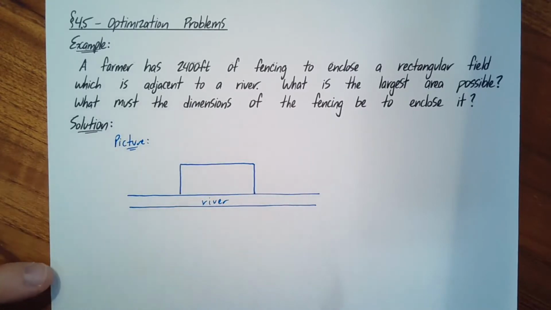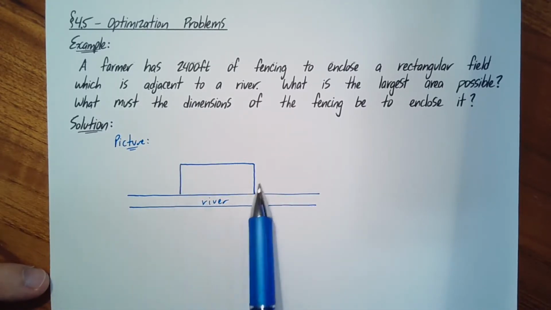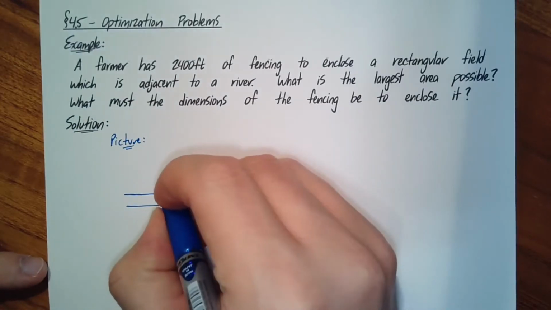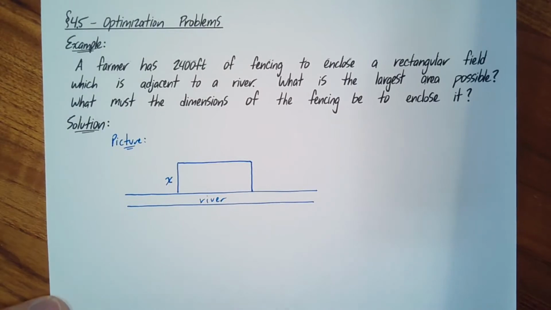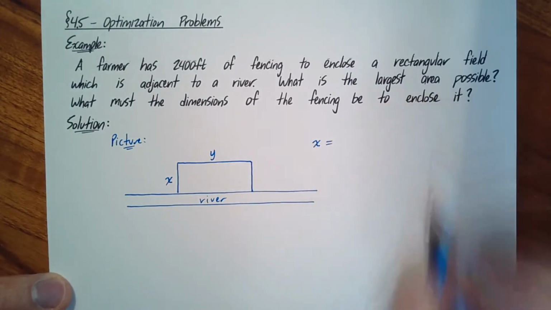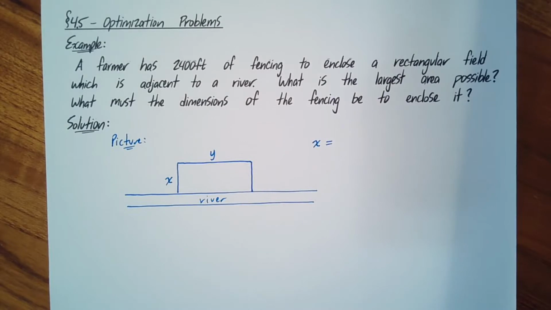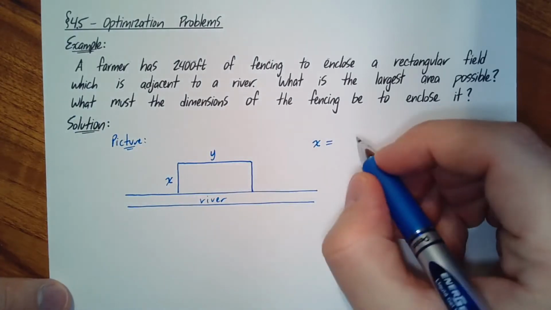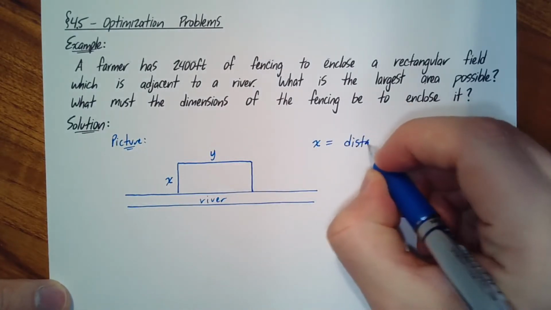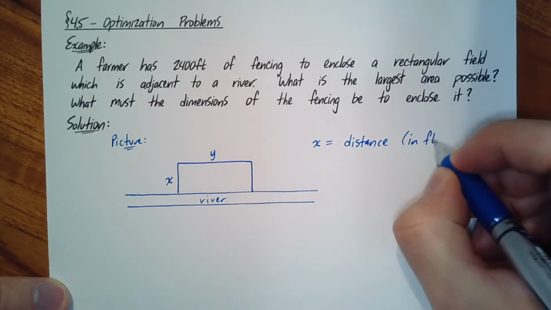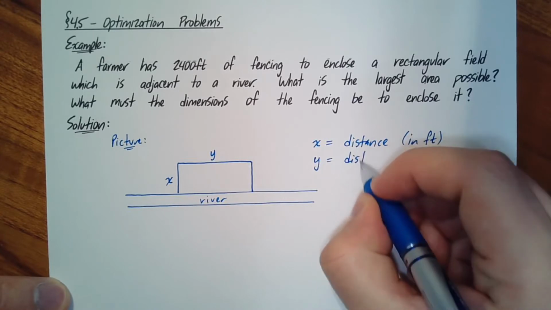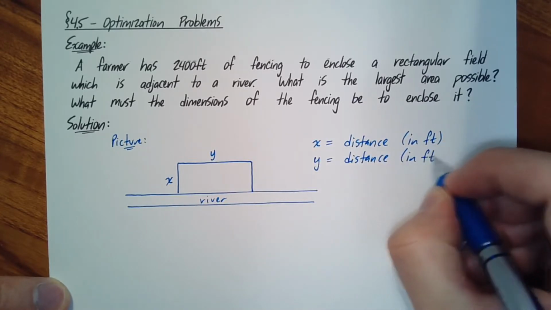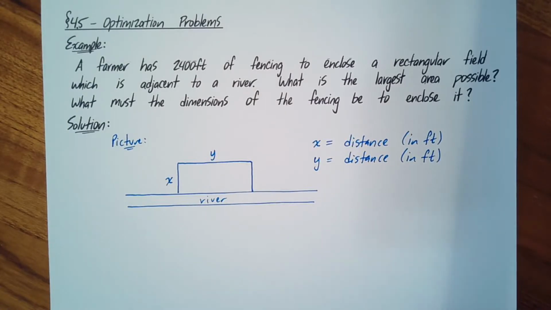Okay, let's start labeling some things so we actually have something to work with. One of the things we're going to be interested in is the length of this fence here, which is also going to be the same as this length here. So let's call this x. And we can call this other side length of the rectangle y, and we'll specify that those are two measures of distance. The units we're going to use for both of them, we might as well measure them in feet, since the fencing that we have is 2,400 feet. So x is a distance in feet, and y can be the same thing, distance in feet.